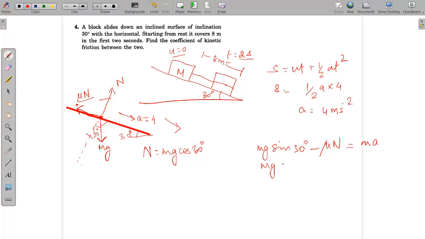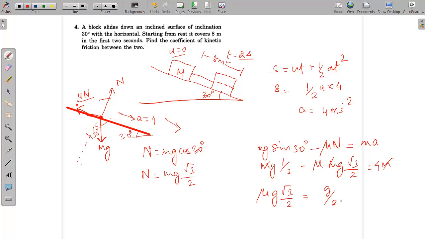So mg into sin 30 is how much? Half, minus mu into what is N? You can get it from here. mg cos 30 is how much? Root 3 by 2. So you can get it like this. That is equal to m into a, you already have. So that is 4. So m is of no meaning here. So you have to get mu. So what will it be? Mu g root 3 by 2 is equal to g by 2 minus 4. Okay, all right. So how much is it? So mu is equal to, let's say we take g as 10. So 5 minus 4 is 1.